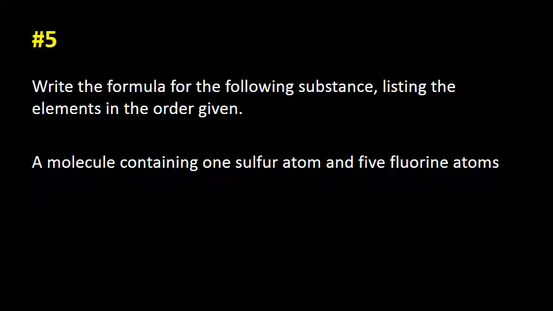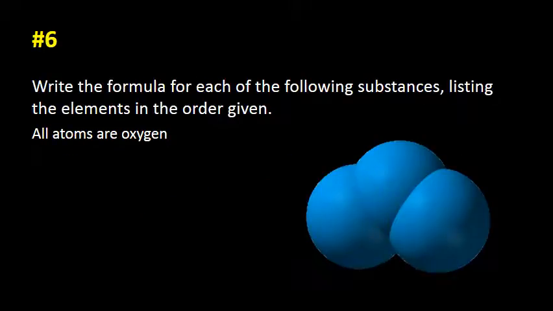Try this one on your own. Then push play and see how you did. All right, so we have one sulfur atom, so S, and I don't want to write the 1. Even though there's 1, we don't write it. 5 fluorine, so F, and I'm going to put a 5 there. Let's try one more. All of these are oxygens, so how many oxygens do we have pictured? 3 of them, so O3. And O3 is actually the formula for ozone.